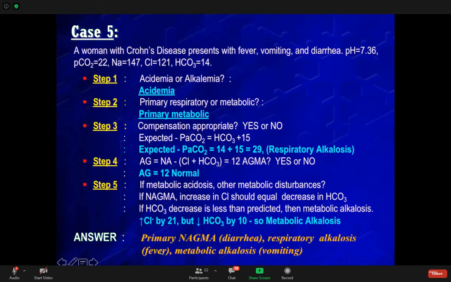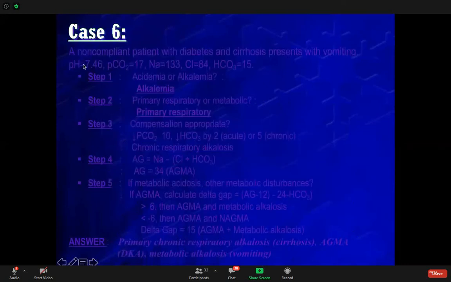So basically this lady has a non-anion gap metabolic acidosis, then عندها Crohn's, she has diarrhea, she has fever, so that makes you breathe faster. معناه أن عندها respiratory alkalosis وعندها برضو metabolic alkalosis لأن she's vomiting and she's losing her HCl. Okay. Thank you. شكرا.